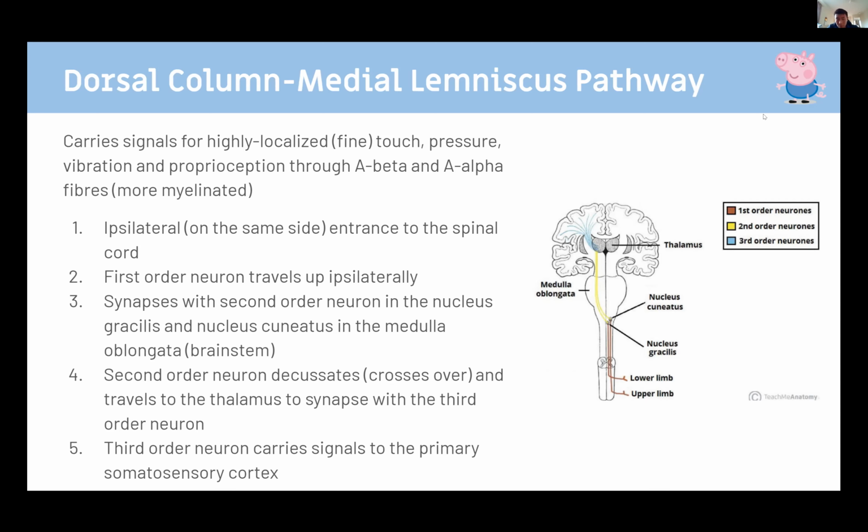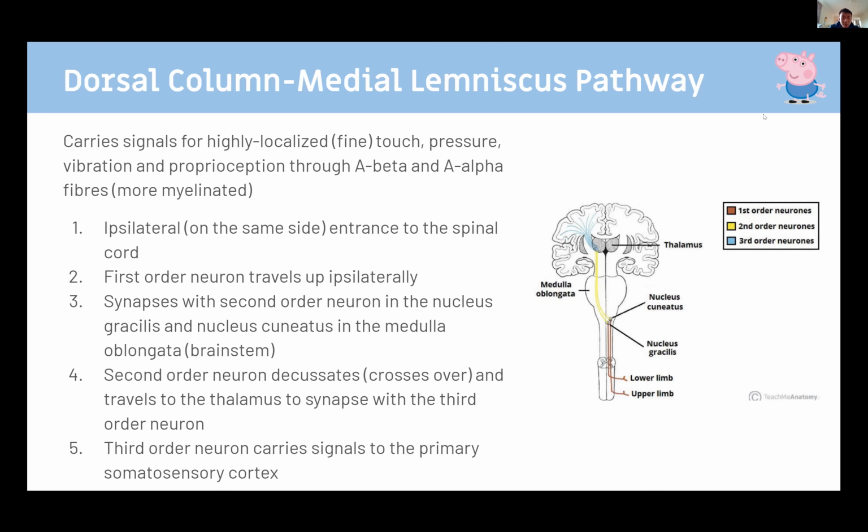So what happens is the first order neuron enters ipsilaterally into the spinal cord. Ipsilaterally means on the same side. So if I have touch on my right hand, for example, the ipsilateral entrance means it enters the spinal cord on the right side. Then this first order neuron can travel up ipsilaterally. So it will stay on my right side, it will travel up the spinal cord on the right side.